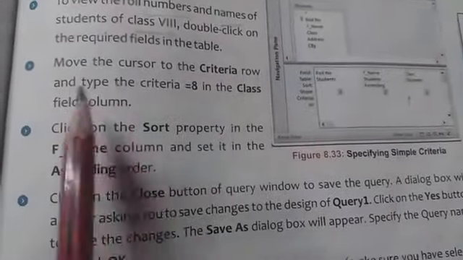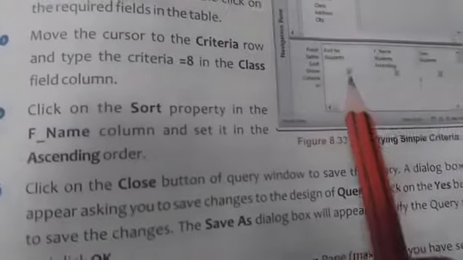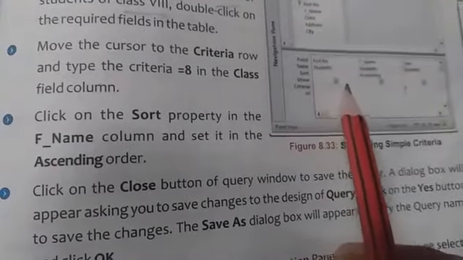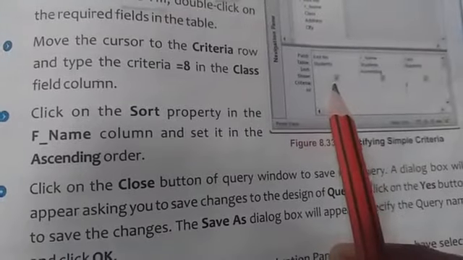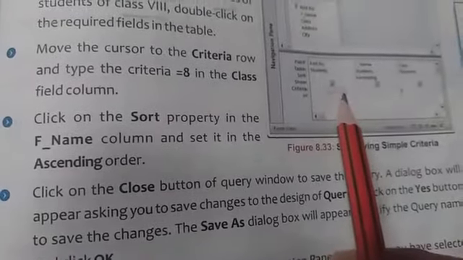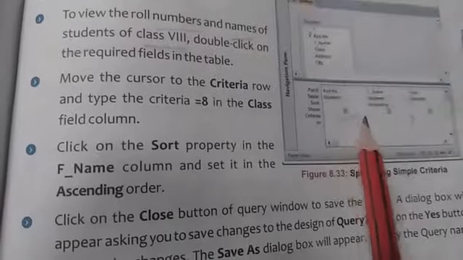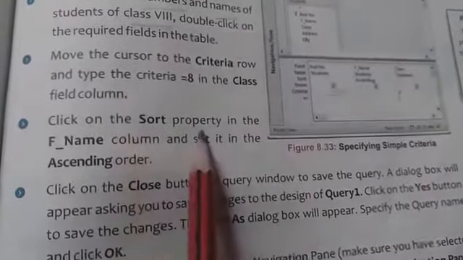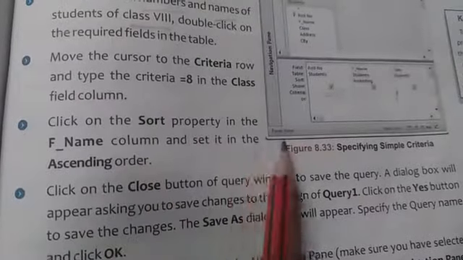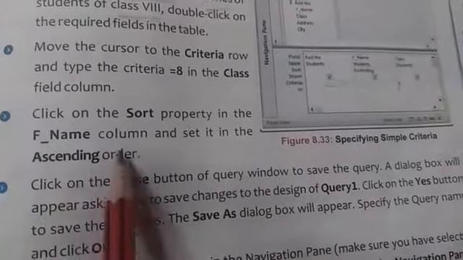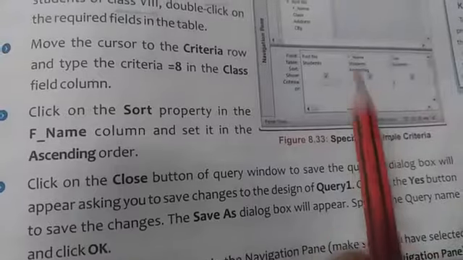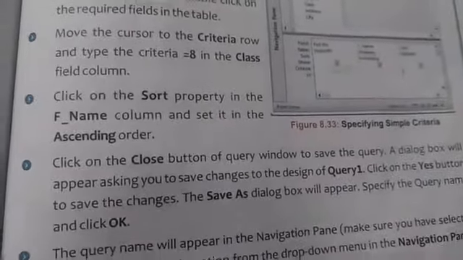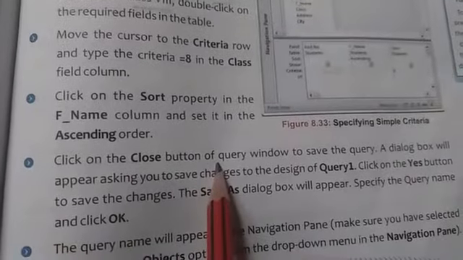Move the cursor to the criteria row and type the criteria equal to 8. Here you have to specify the criteria equal to 8, means you have to write here equal to 8 because you want to find the names and roll numbers of only 8th class. Then you can click on the sort property in the fname column and set it in the ascending order. Sorting also you can use if you want to sort the values, and according to that you will get the result. After that you have to click on the close button.